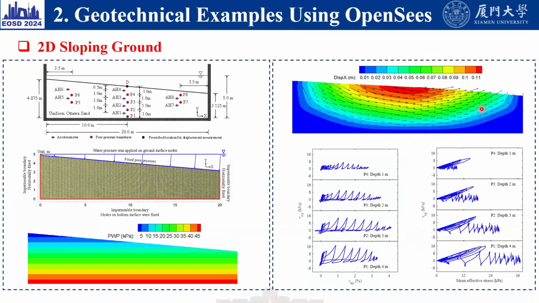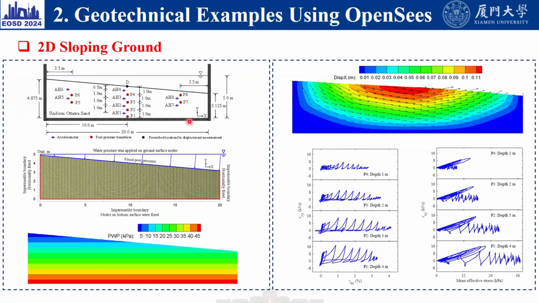Now I will show you some of the practical applications using OpenSees, just to let you know what we can do in OpenSees, right? We don't just do element tests or soil column. We can do a lot of practical applications using OpenSees, right? So the first example is 2D slope ground.